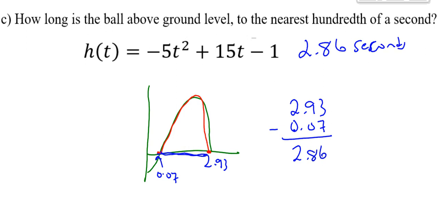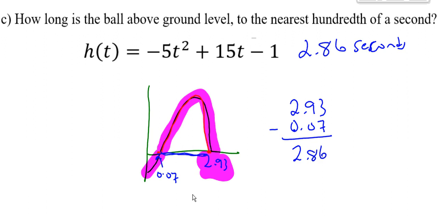Because, again, the story of the golf ball is that it's hit, it's below ground, and then in 0.07 seconds, it's now above ground. And then it continues traveling for 2.86 more seconds until it hits the ground. So in total is this 2.93 number. That's the total amount of time it flew, some of it below ground, some of it above ground.